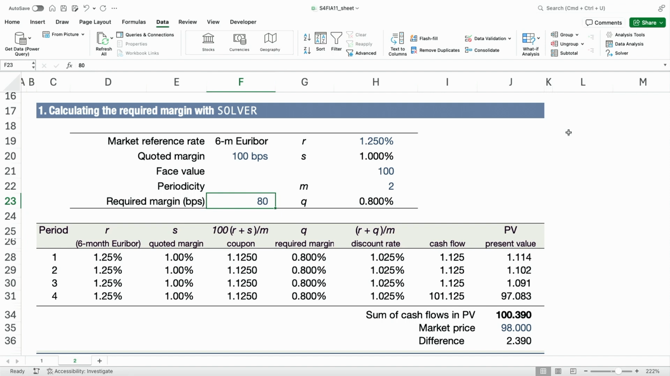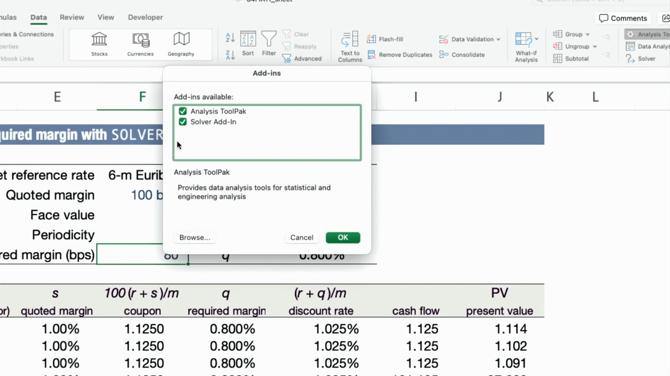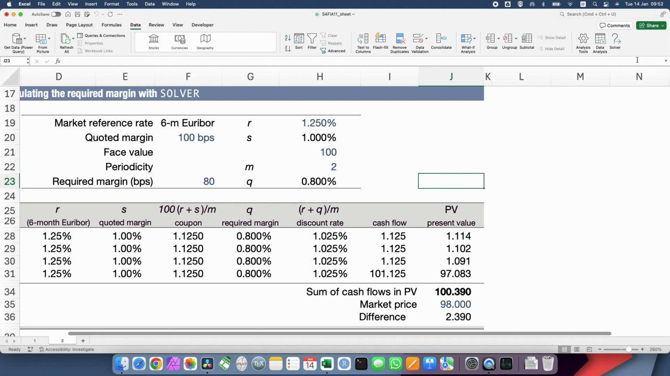Go to Data, and on the far right of the window here, you have this button, Analysis Tools. Press it, and then select Solver Add-in. Et voila! Now, to use it, follow again my instructions. Press this button here, Solver.